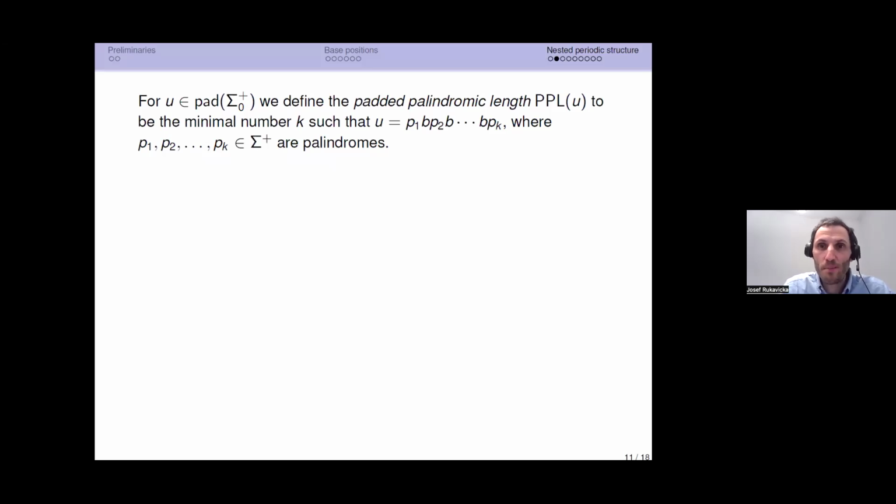Then I define the padded palindromic lengths, as explained in this definition. It is defined only for words that are not starting with the letter B. Also, I claim that the letter B does not occur in the original infinite word X. So for the factors of the padded word such that they don't start with the letter B, I define the padded palindromic lengths as described here. And it does not end with the letter B.